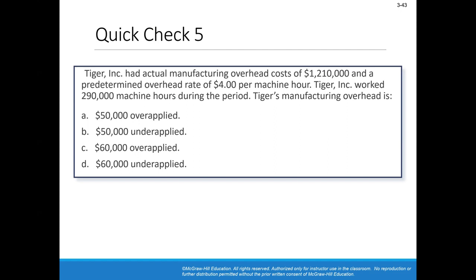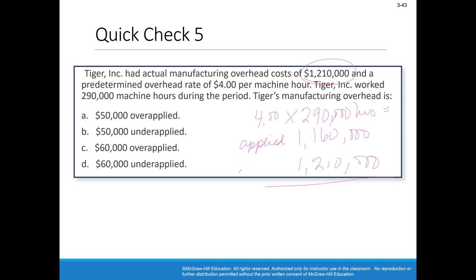So let's look at it for a second. What is our predetermined overhead rate? It's $4. We need to multiply that by the machine hours because that's our cost driver, 290,000 hours. So that's going to give me 1,160,000. That's what we applied. Well, if you look at the actual cost, it was 1,210,000.